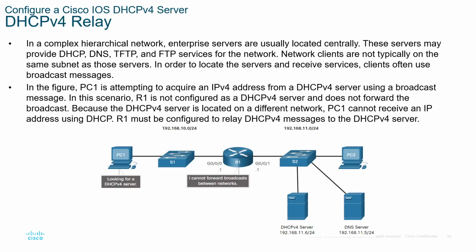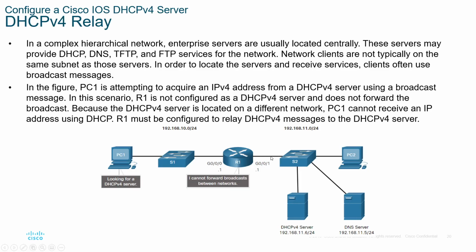Now, in the image, PC1 is attempting to acquire an IPv4 address from a DHCP server, which is right here on the other segment of the network, using a broadcast message. But as we know, a router is a device that will just basically break a broadcast domain. What this means is every time that PC1 sends a broadcast message to router 1, router 1 will not forward it to the other interface.